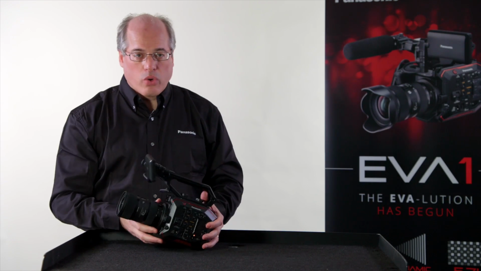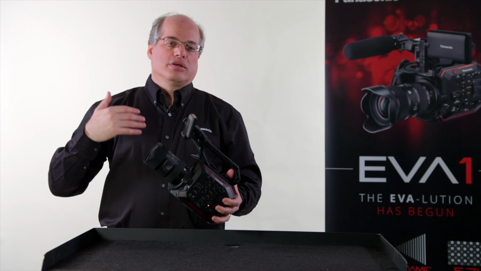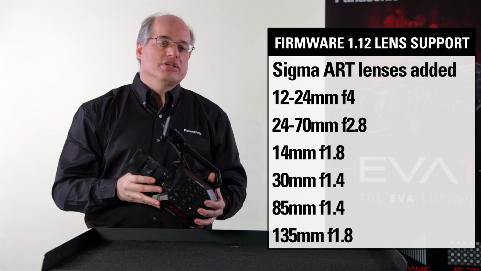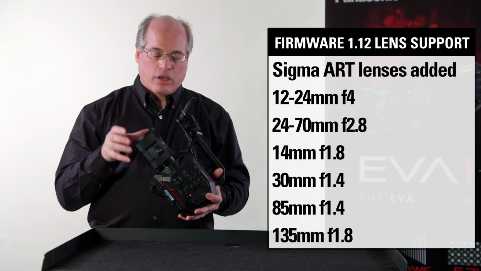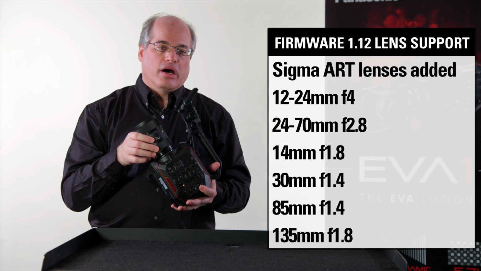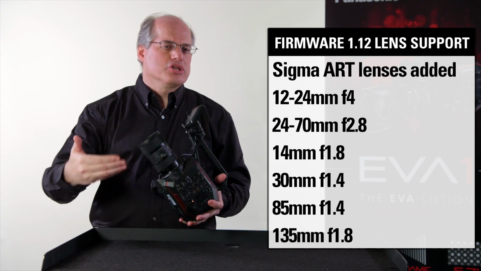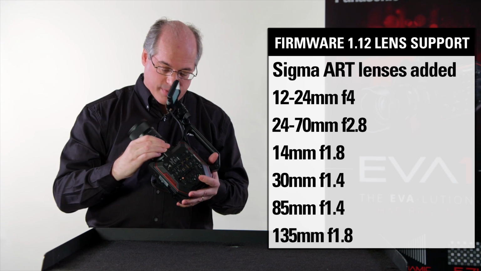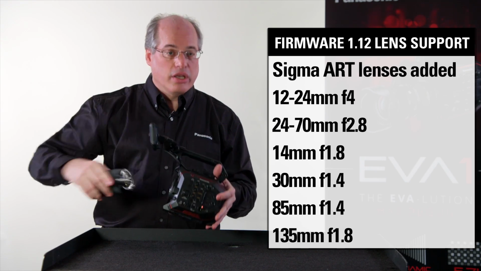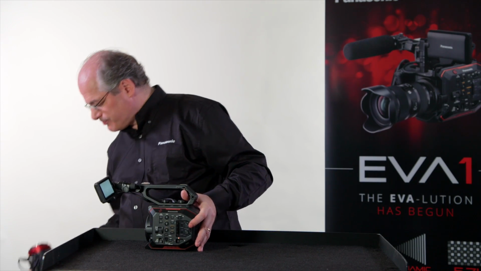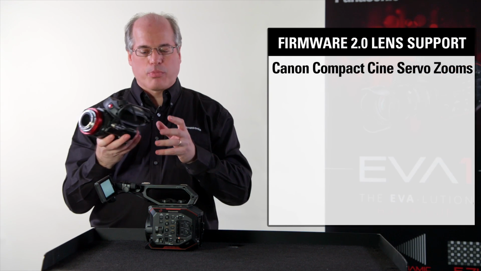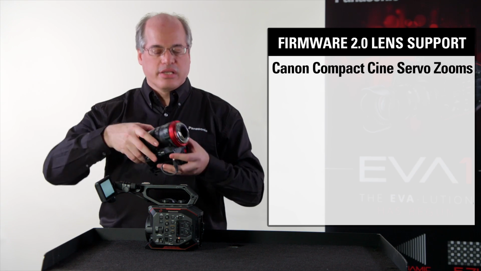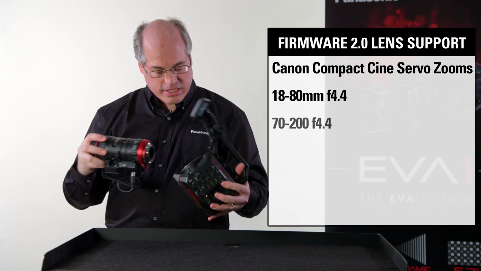With all of those recording formats, we have also introduced some other functionality for accessory items. With our previous firmware, we added support for the Sigma Art lenses, 6 additional Sigma Art lenses. That is 2 zooms as well as 4 primes. And in addition to those, now with this firmware update, we're adding additional support for 2 of the Canon Cine servo zooms, the compact Cine servo zooms. There's an 18-80 and a 70-200.